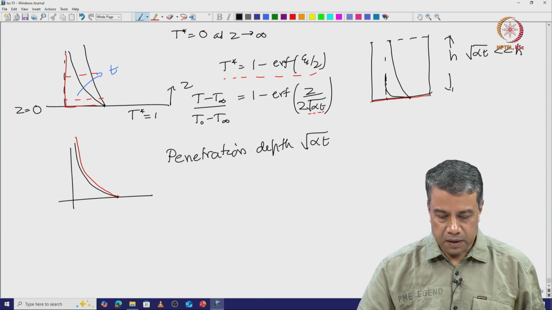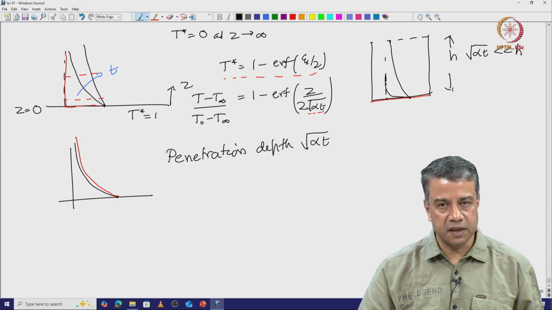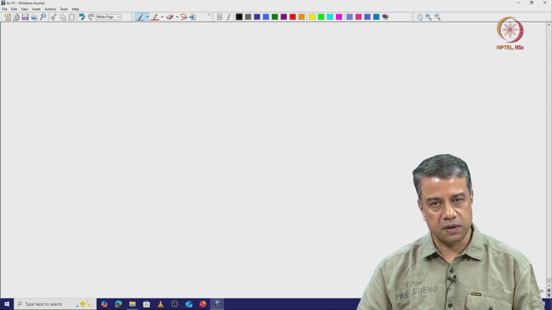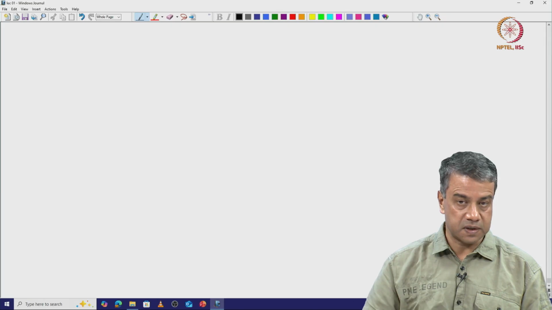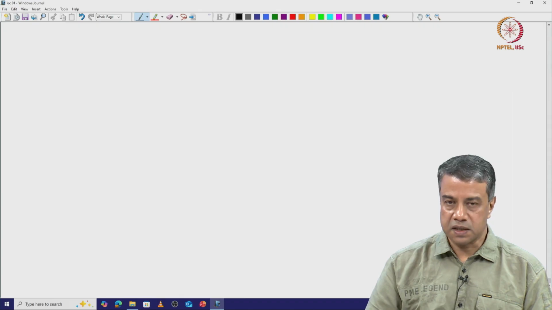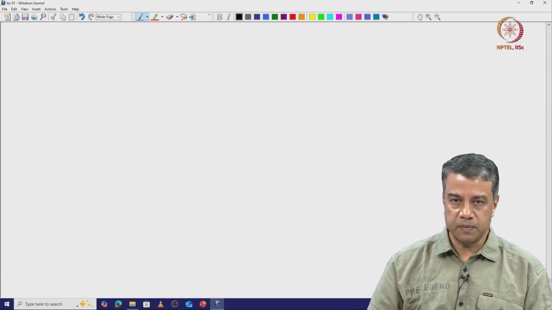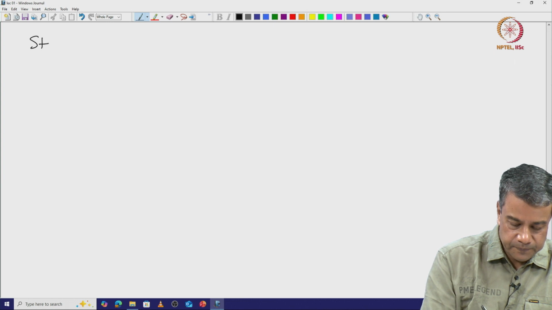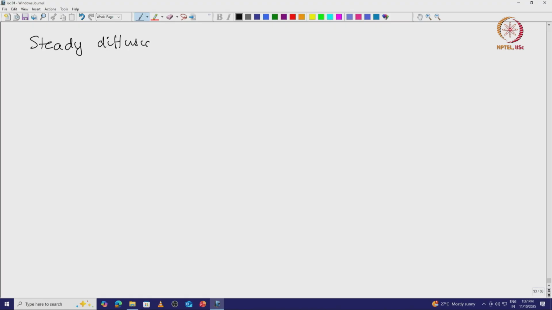So, this seems like an idealized problem, diffusion into an infinite medium. However, it can be used. In this case time is a variable, so I am calculating the depth of penetration as a function of time. However, this can be used for problems where the concentration varies with position as well. I will give you an example of that: steady diffusion into a falling film.